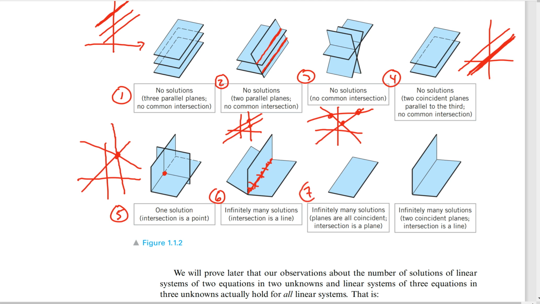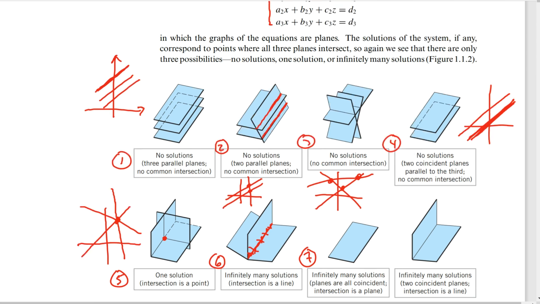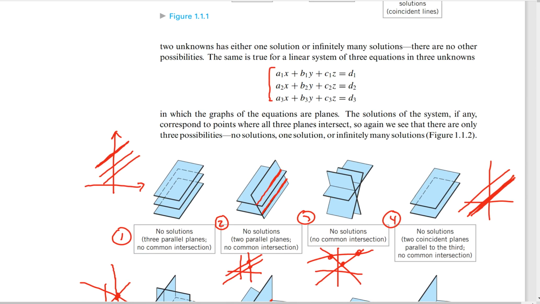Case 7 is where you have all planes overlapping. So every time you've got a plane that's overlapping with another one, it's because you've got two equations that are essentially identical.